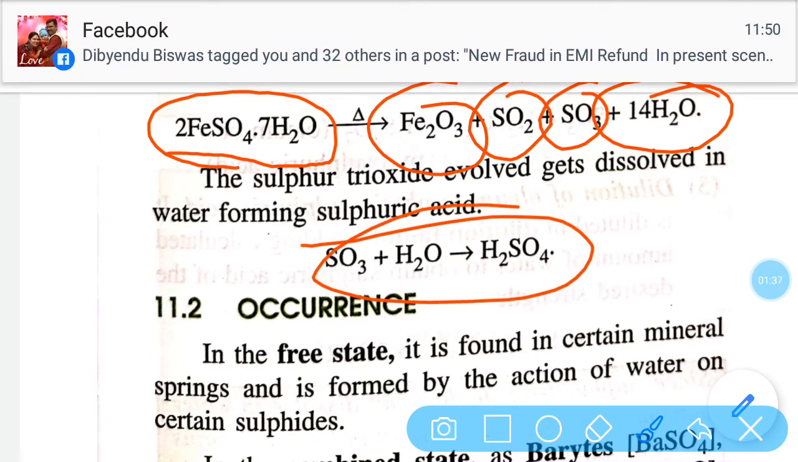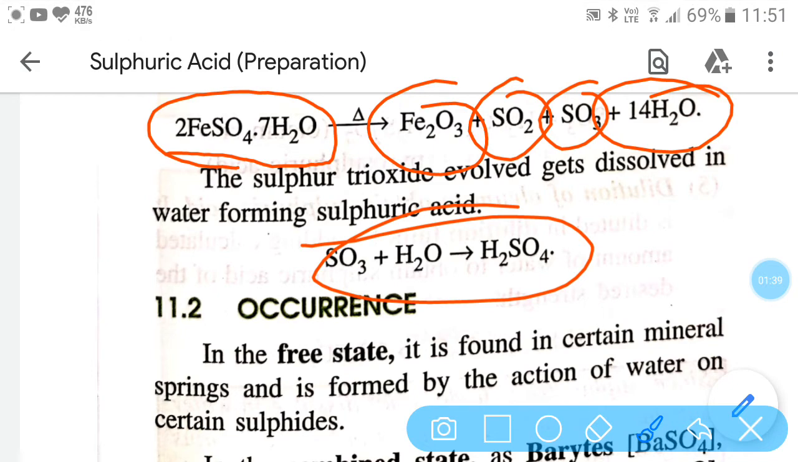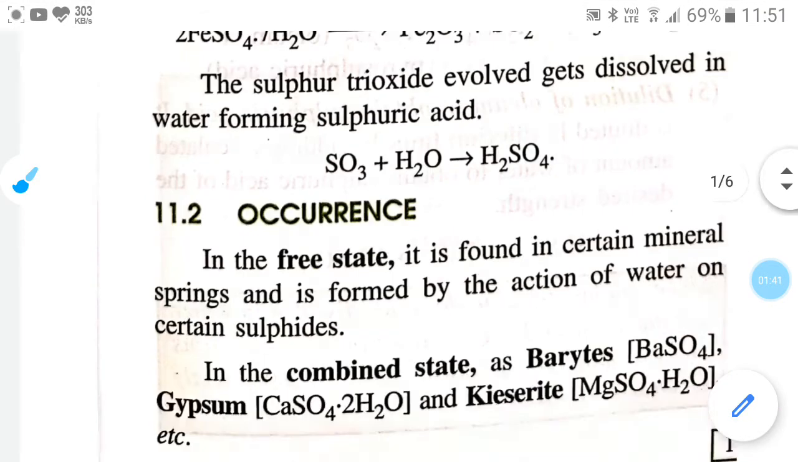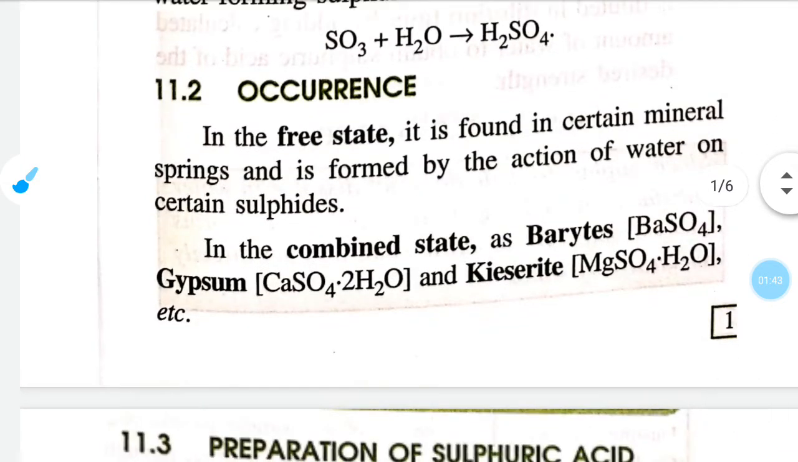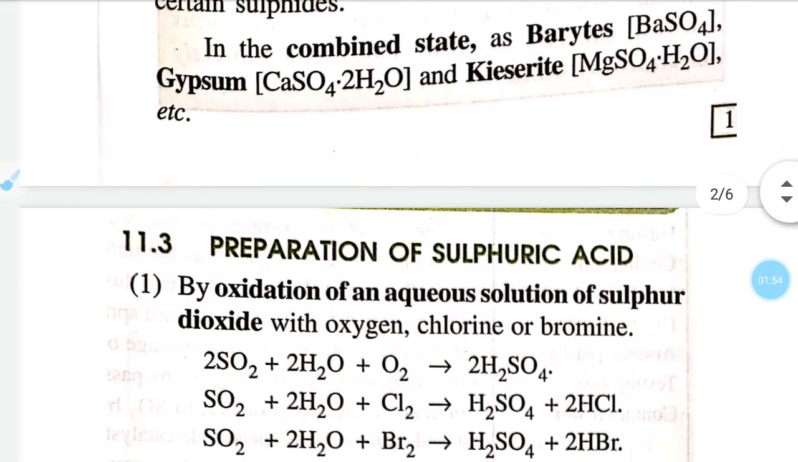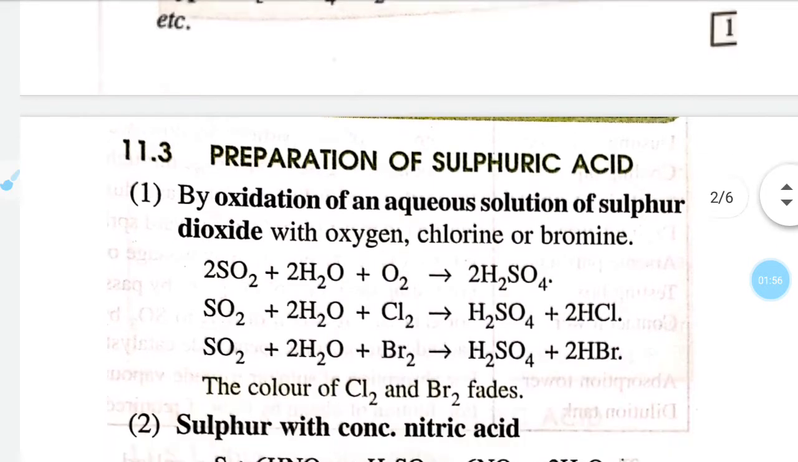In free state it is rarely available, but in combined state it is available in many forms. For example, we have barytes, barium sulfate, gypsum, calcium sulfate and kieserite, magnesium sulfate. These are the sulfate ores that we can get.